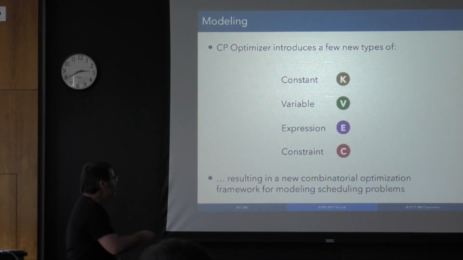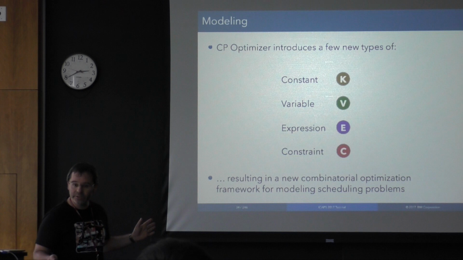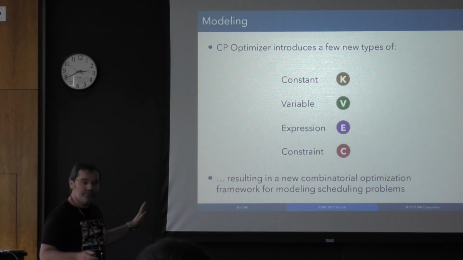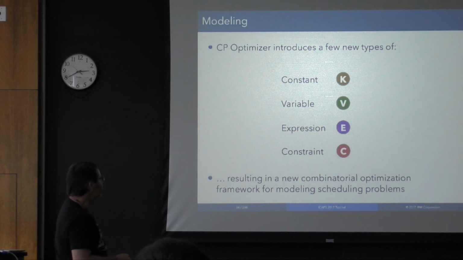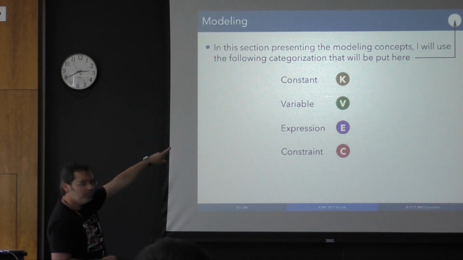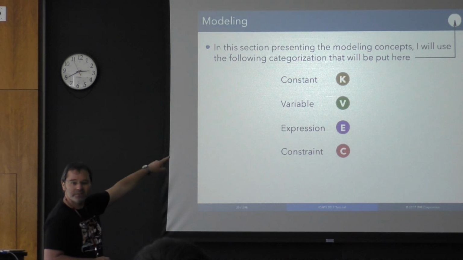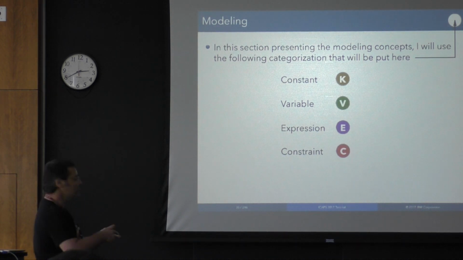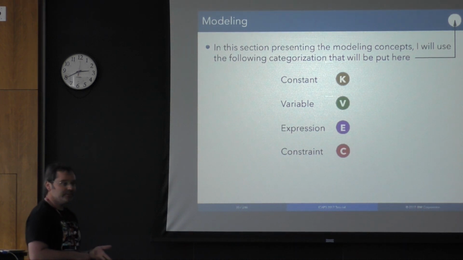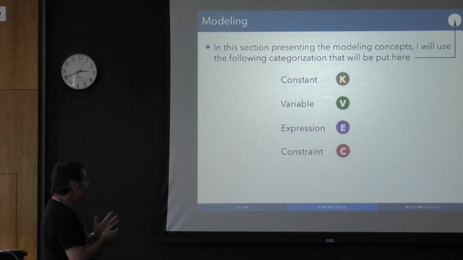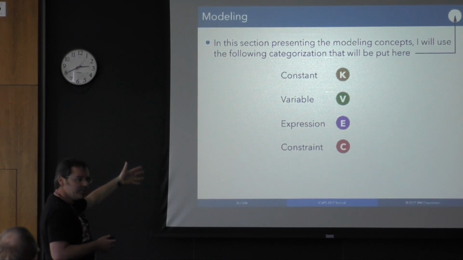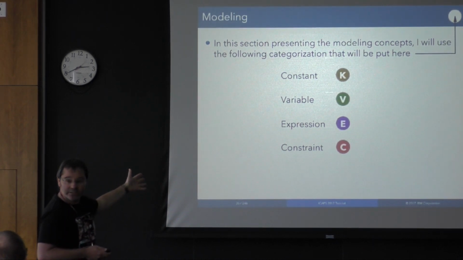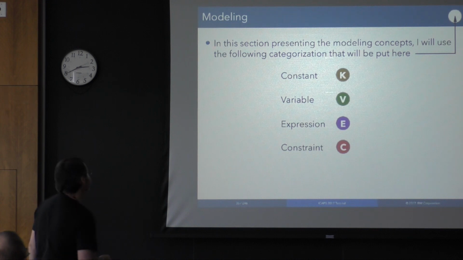There is some little mnemonic here, because each of the concepts is either a constant, a variable, an expression, or a constraint, because we are in a combinatorial optimization framework. So what I will do is put here one of these symbols depending on the concept I'm describing, either a constant, a variable, an expression, or a constraint. And there is really nothing new. All the things fall into these categories.